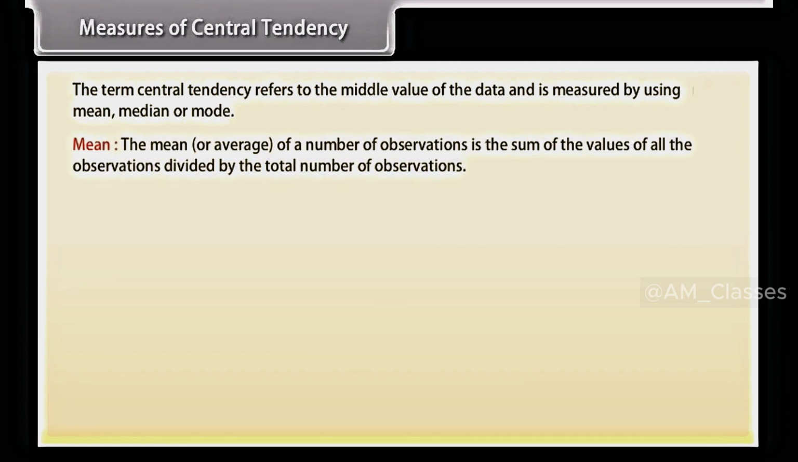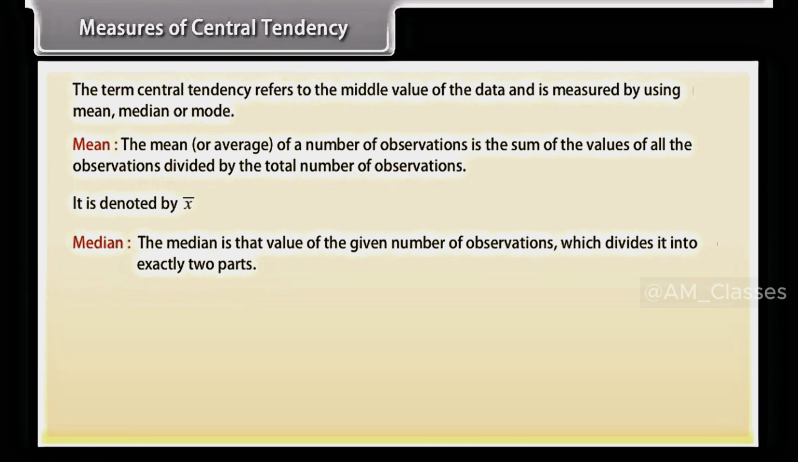Measures of central tendency. The term central tendency refers to the middle value or a typical value of the data and is measured by using mean, median, or mode. Let's go through them one by one. Mean. The mean or average of a number of observations is the sum of the values of all the observations divided by the total number of observations. It is denoted by this symbol, read as x bar.